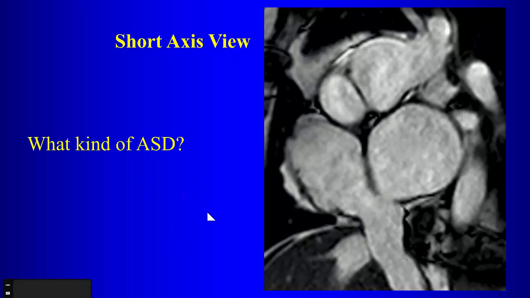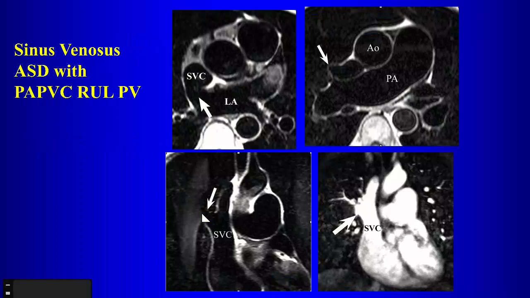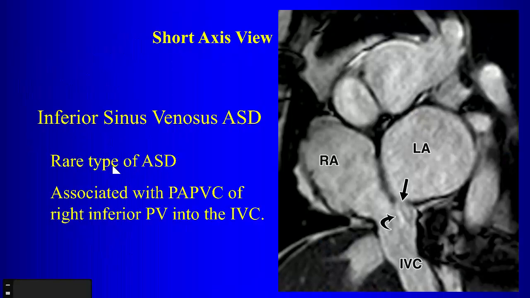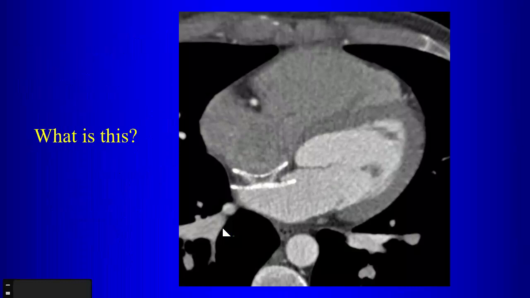Yeah, so this is that lower part, the inferior sinus venosus atrial septal defect. So this occurs near the insertion of the IVC. It's a rare type of ASD. It's associated with partial anomalous pulmonary venous connection of the right inferior pulmonary vein into the IVC sometimes. Okay, so defects down there can also occur near the insertion of the inferior vena cava. All right, what is this thing?